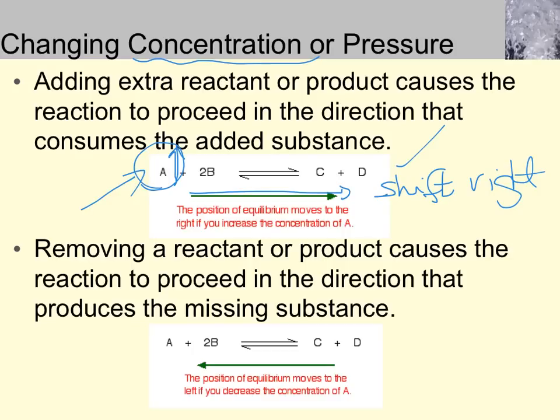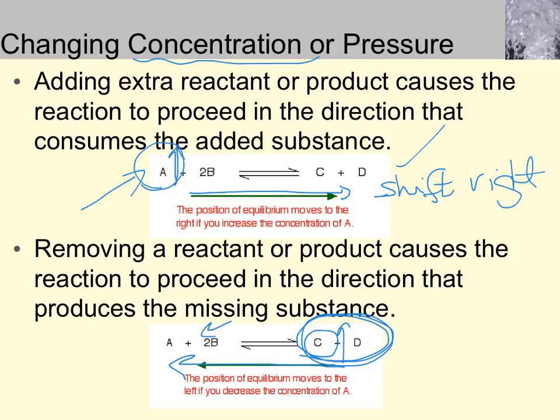So let's imagine instead of adding extra reactant that I add extra product. So temporarily the concentration of product goes up. What can this reaction system do to use up that extra product? It can shift to the left, because by shifting to the left, these products combine to reform reactant. And by doing so, by shifting to the left, equilibrium can be reestablished.